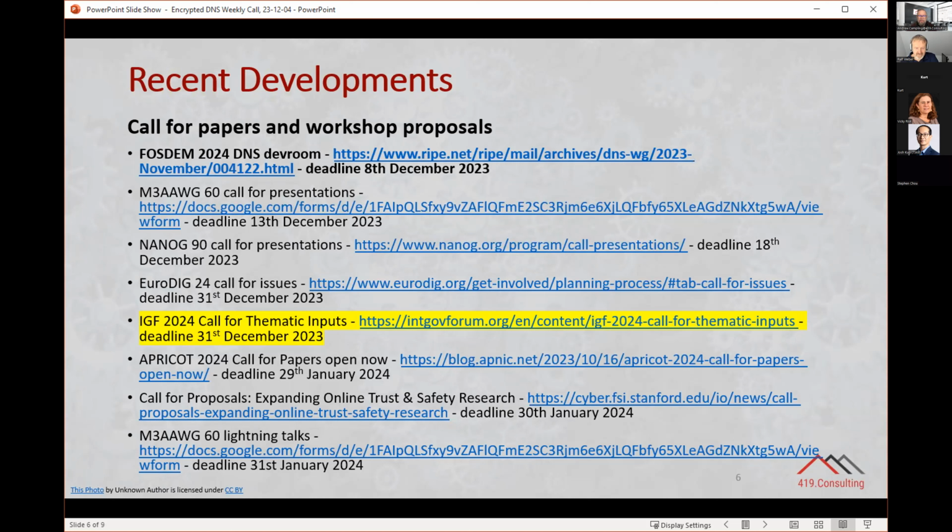And then in December, we've got various things coming up. As you can see, MAAWG, NANOG, EuroDIG has got a call for issues, and the one I've highlighted because it came to my attention this week, IGF 2024, which is towards the back end of next calendar year, has got a call for thematic inputs with a deadline of 31st December. So you've got various things coming up through this month, in addition to all the many other things happening this month. Do bear those in mind if there are any that you want to put your point of view on.